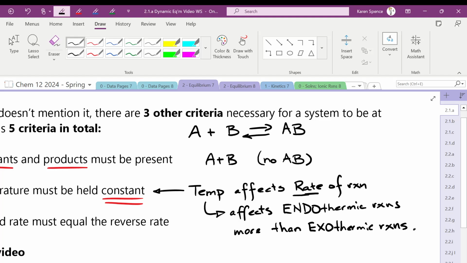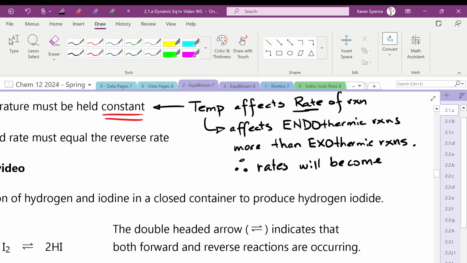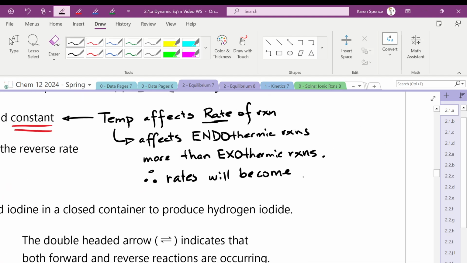But it just means that that's why we need to hold the temperature constant, because if we are changing the temperature, we're changing the relative rate. They are no longer going to be equal, okay? So the rates will become unequal. And if they are unequal, are we at equilibrium? No.